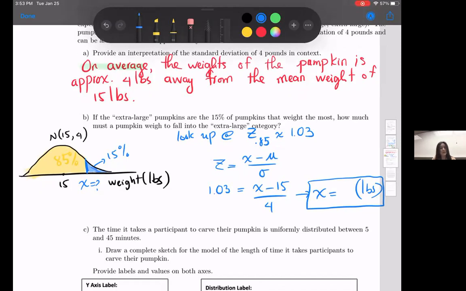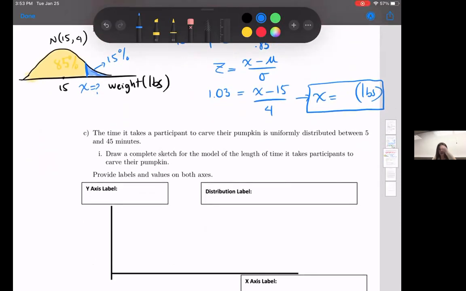Do you have any question here for A or B? C. Now it takes the time. Now it's a different distribution. Now they talk about the times, not the weight of the pumpkin anymore. The time to carve the pumpkin. So the time it takes a participant to carve their pumpkin is uniformly distributed between 5 and 45 minutes.